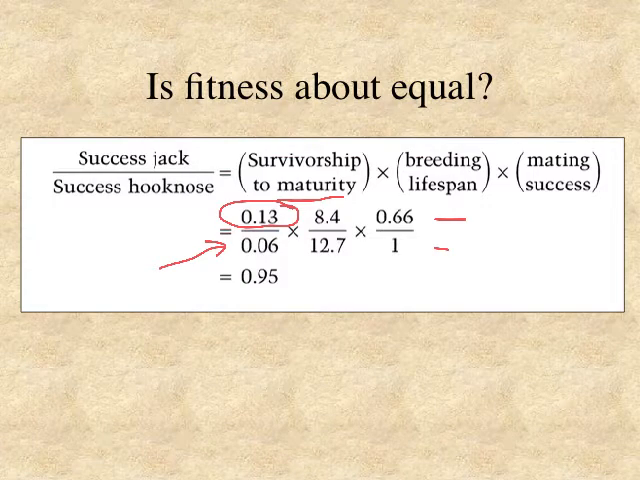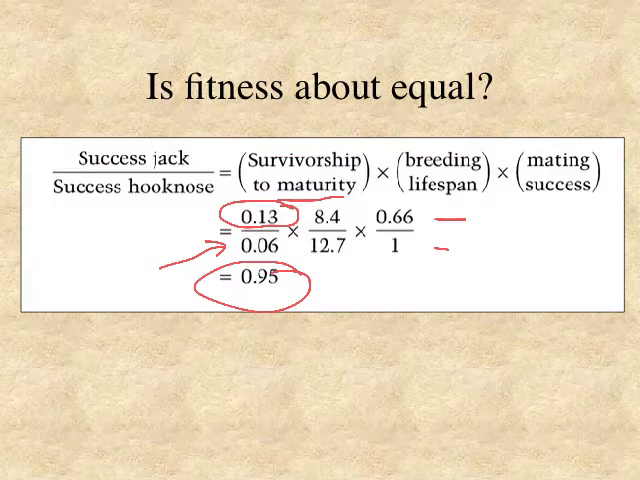And so if you multiply all those together, it turns out that this ratio is 0.95, which is not statistically different from 1, which is equal fitness. So the data support the idea that these two strategies have approximately equal fitness over relatively long periods of time, many generations. That, of course, then allows both alternate genetic strategies to stay in the population.